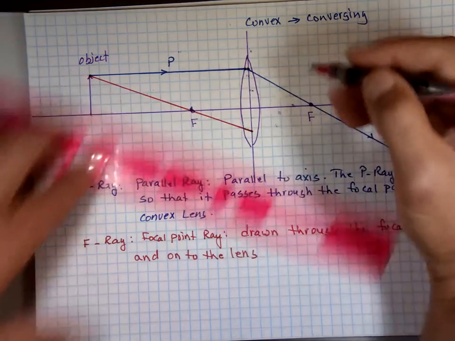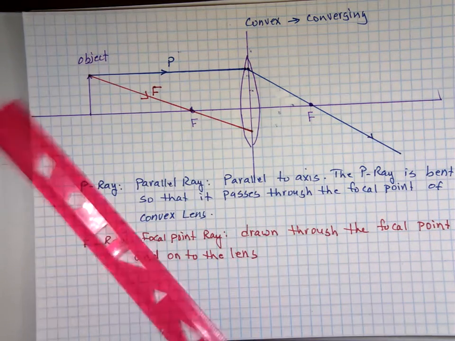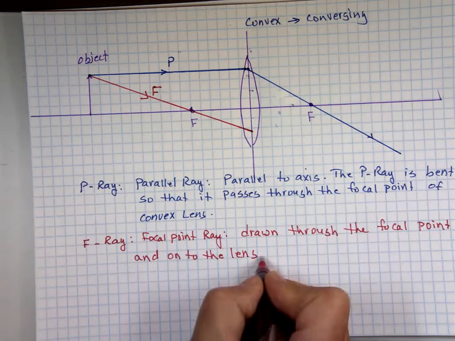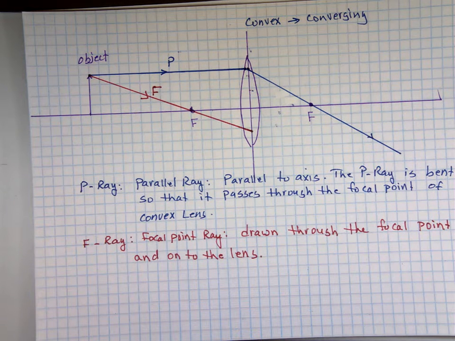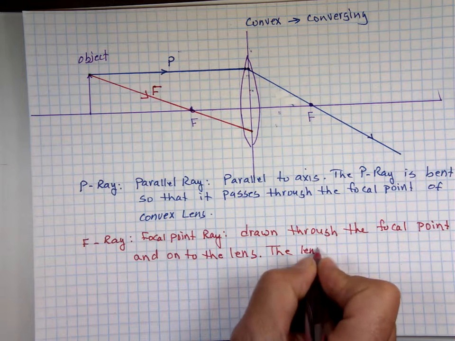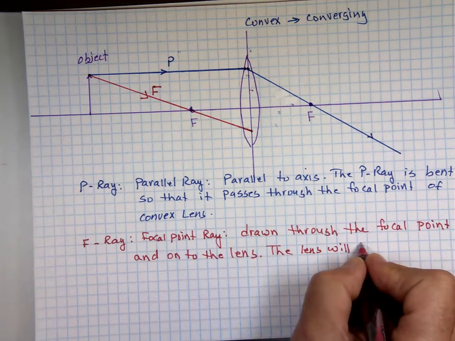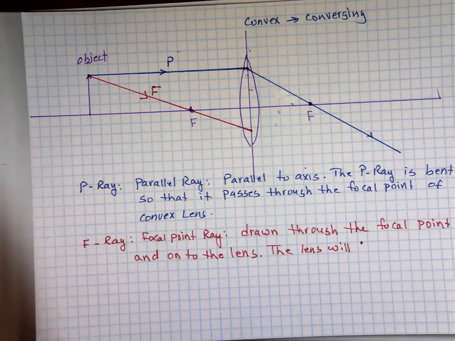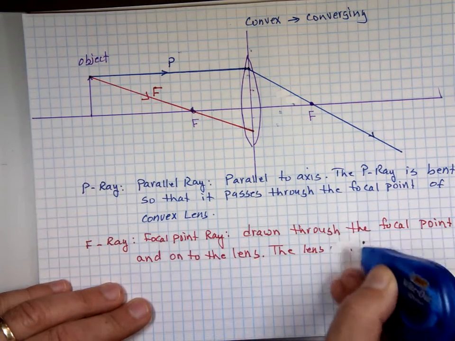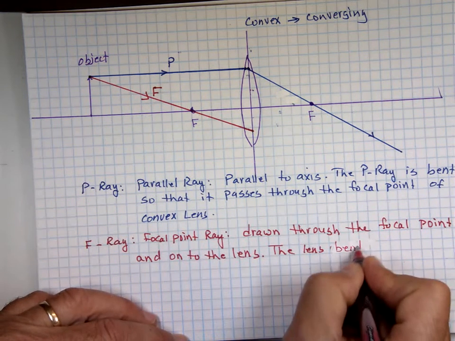This is the P ray. Now it's going to, F ray, I'm sorry, not P ray. That's the F ray. Now it's going to bend. Now the lens will bend the ray. I'll just say bends the ray instead of will bend. It will do it anyway. Bends the ray.